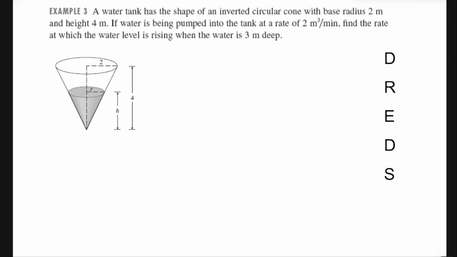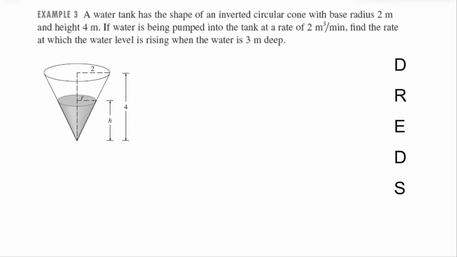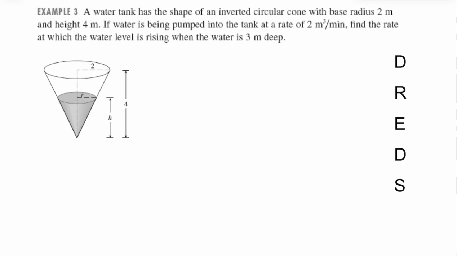Let's look at one that has a cone shape. And this is a common problem. It says a water tank has the shape of an inverted cone. So make yourself a cone with a base radius of 2, so that's 2, and a height of 4, they've shown that here.